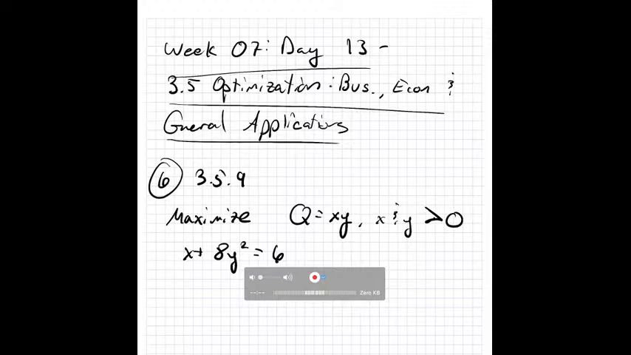So we want to maximize the function q. Do we want the first derivative? Let's get q in terms of one of the variables. I was going to solve for y and get y in terms of x, but it looks like it might be a little easier to get x in terms of y. So x is going to be equal to 6 minus 8y squared.